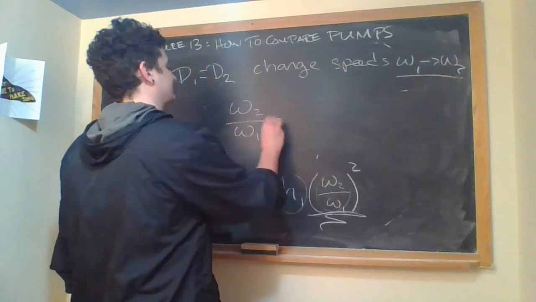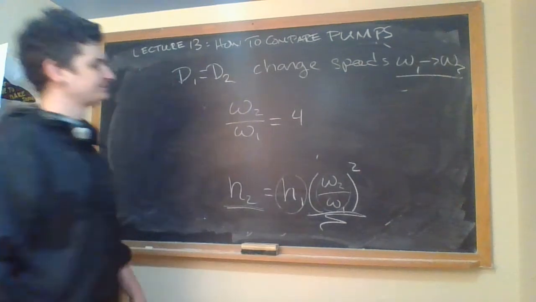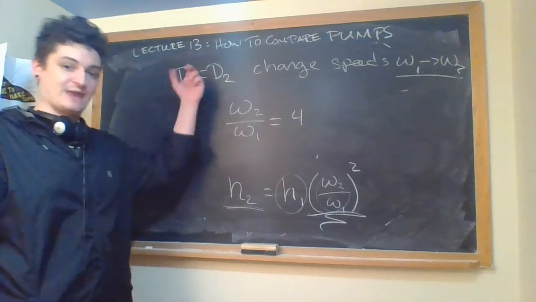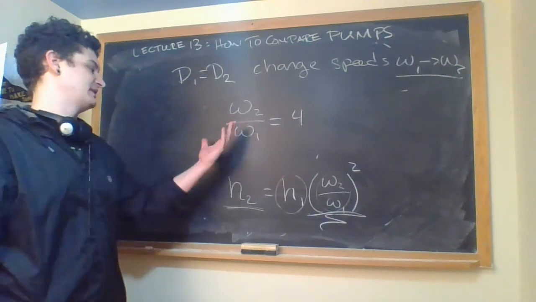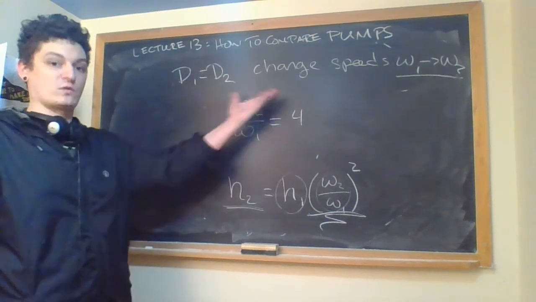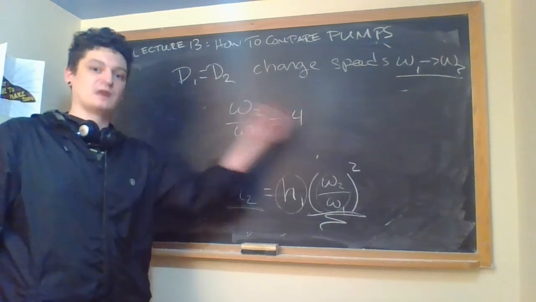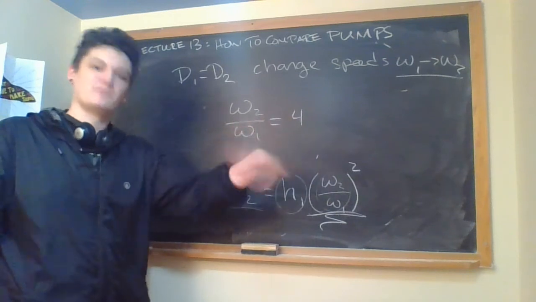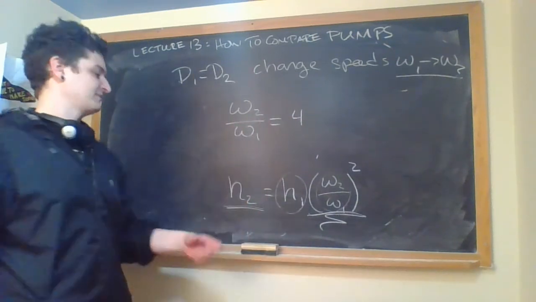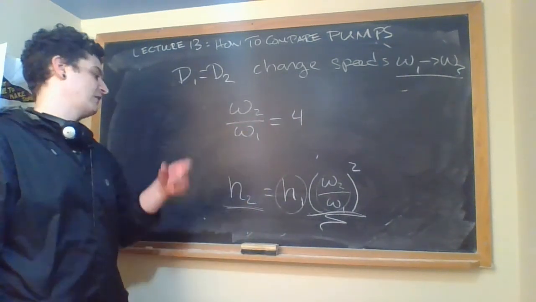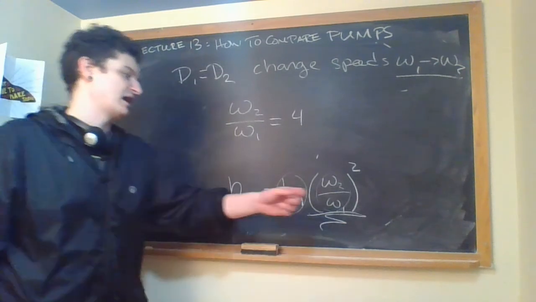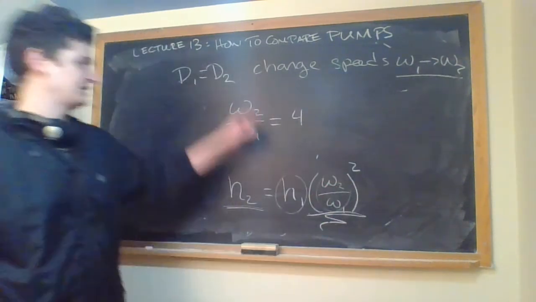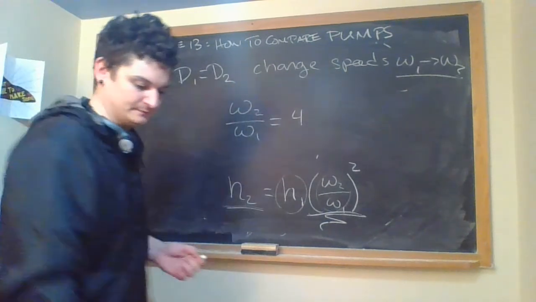Let's say, right, what if this was equal to 4? So increasing the velocity of a same diameter pump by 4, this would be the same as omega 2 is 4 times as much as omega 1. Omega 2 is equal to 4 times as much as omega 1. I've increased the speed of my pump by 4 times. What that means for your head rise is that your head rise increased by 4 squared. So much more head rise for just increasing this angular velocity.